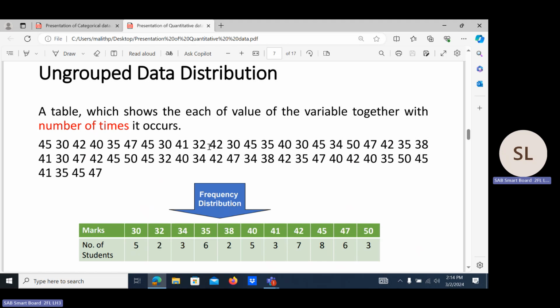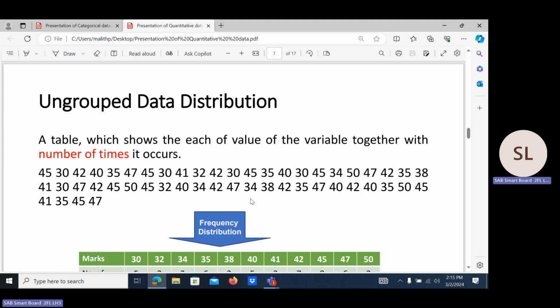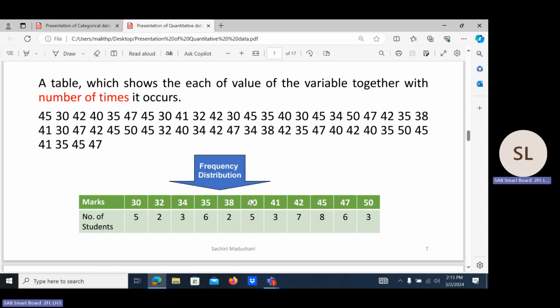Here, some numbers are repeated. In the arrangement, we can see 30: 5 students obtained 30 marks. Same value repeats. Then 32: 2 students got 32. Here, 3 students got 34. That is a repeated value. We can summarize it using the ungrouped data distribution.